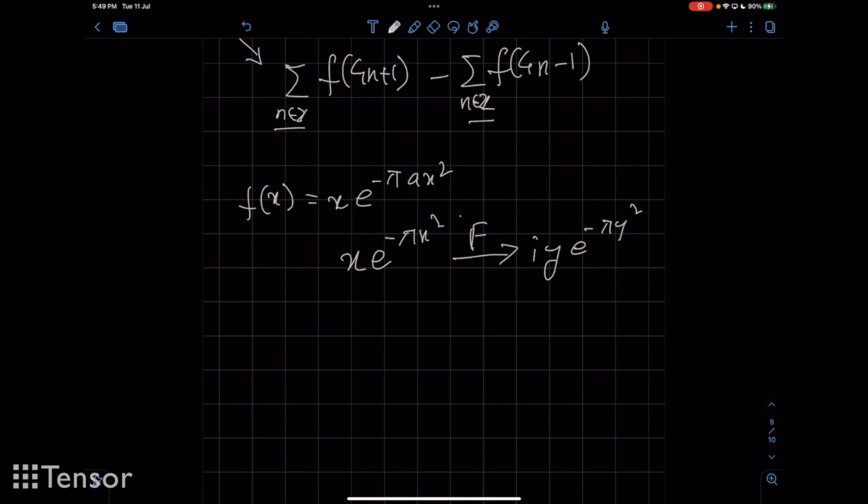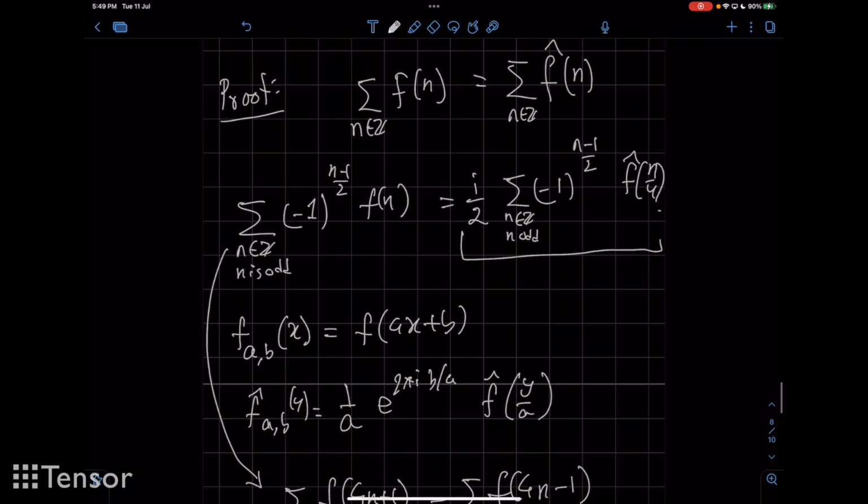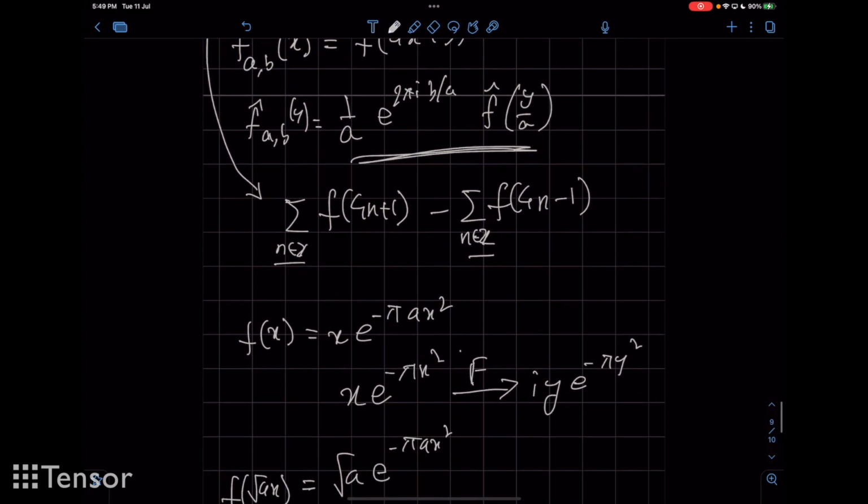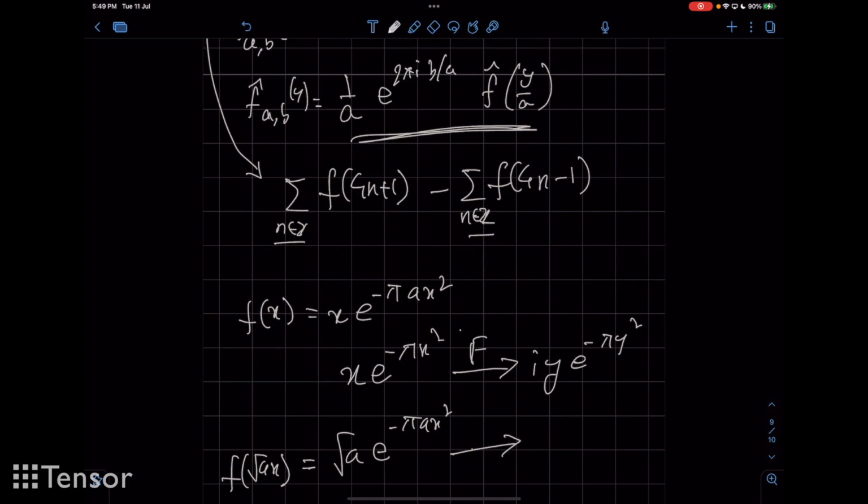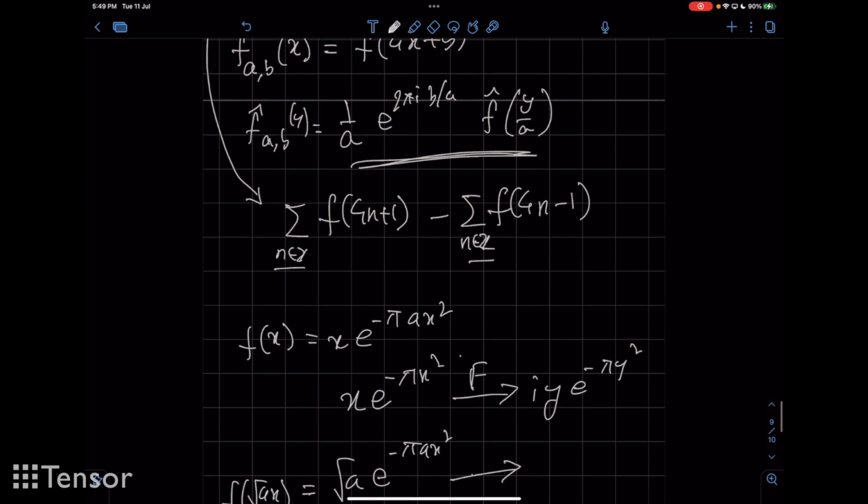So what is the Fourier transform of e to the negative pi a x squared? If this function is g of x, then this function is g of square root of a x, right? So if we use this formula, you get that the Fourier transform of this function is given by, wait, is there a negative sign in this Fourier transform? Let me look it up real quick. Yeah, there's a negative here. Sorry.